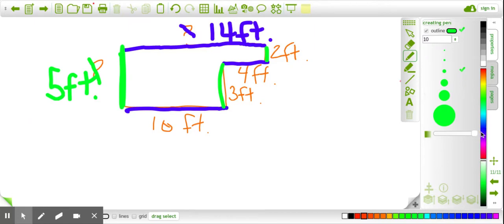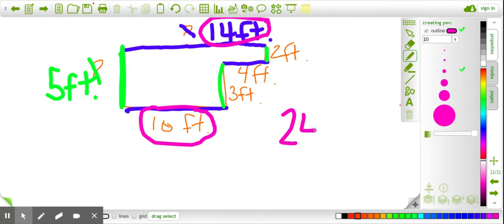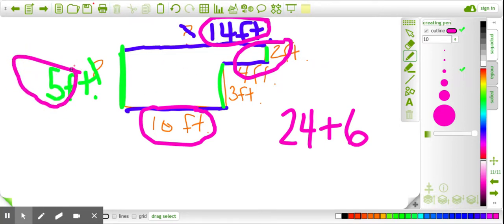Okay, now that I have all of my measurements around the outside of this irregular shape, I can find the perimeter. So I'm going to start with 14. I like to circle them to show that I'm taking care of them. And 10, because I can just add a 10 to 14, and that would be 24. Okay, then I've got a 4 and a 2, which would be 6. And a 5 plus a 3, which would be 8.